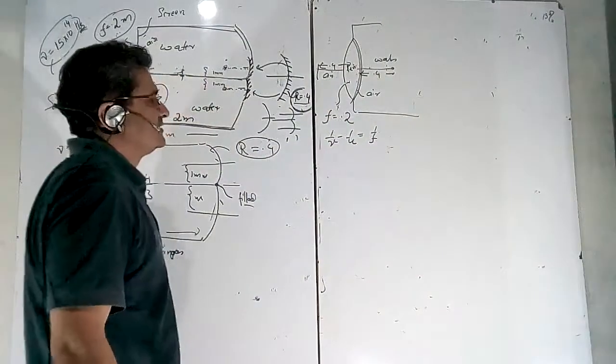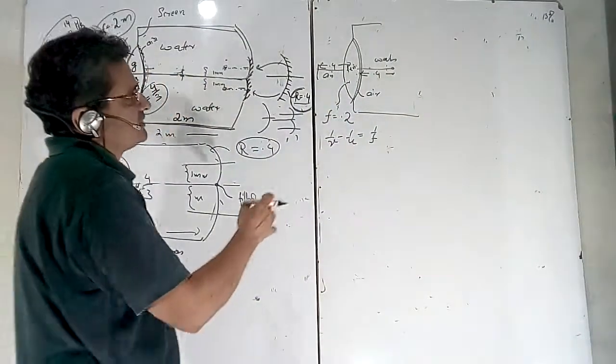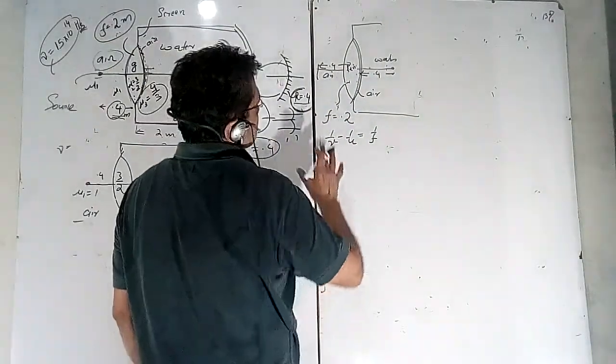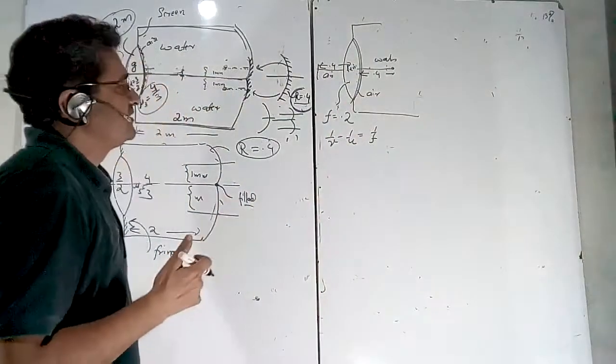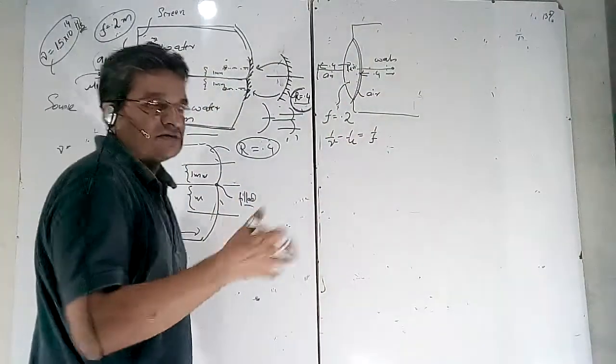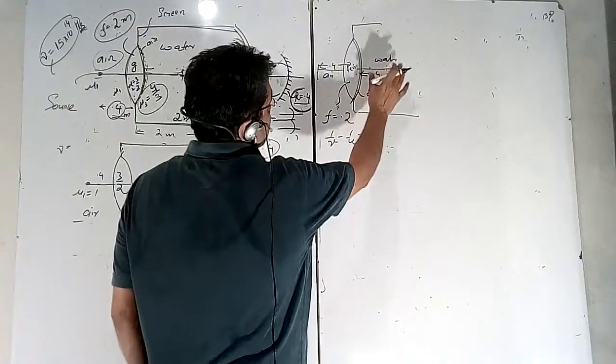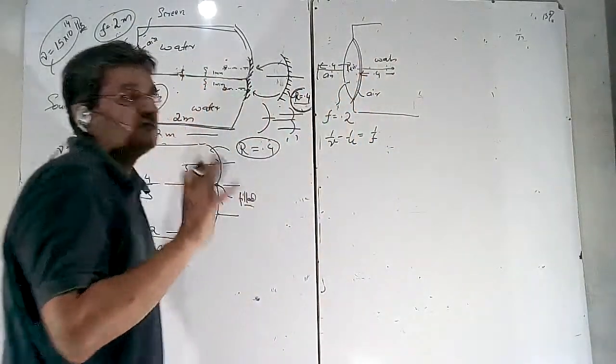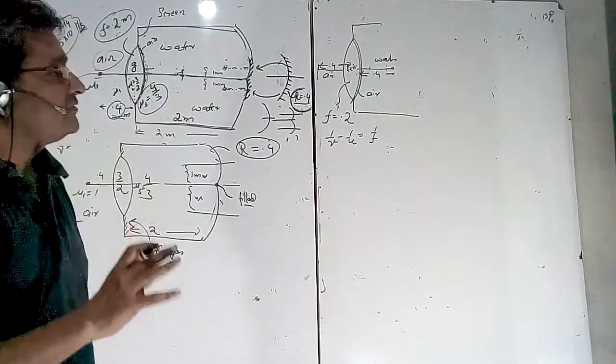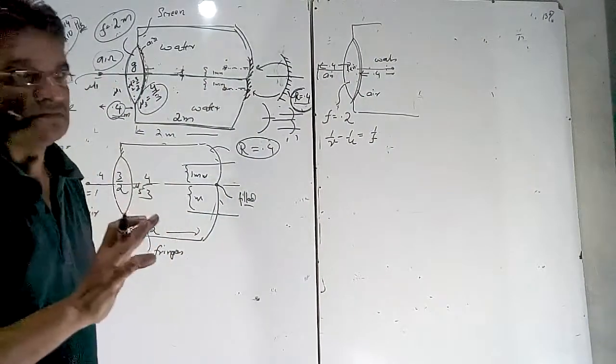You can check this by using this formula. I'm not doing that. I'm saving the time. These things you should know also so that you can quickly solve the problem. That is how many problems are designed also. So the lens will form the image at 0.4 meters in air.